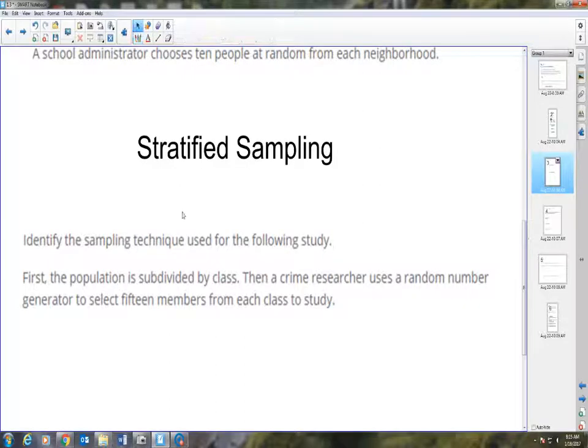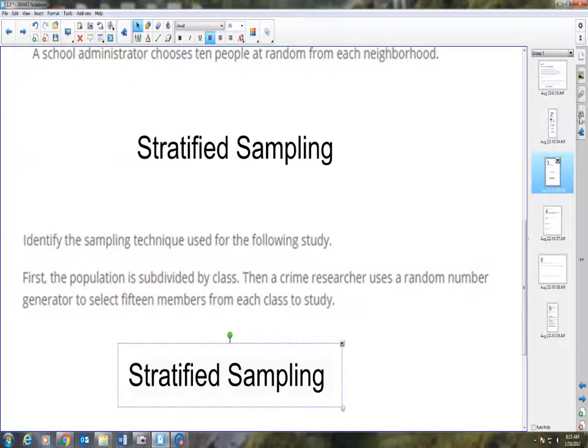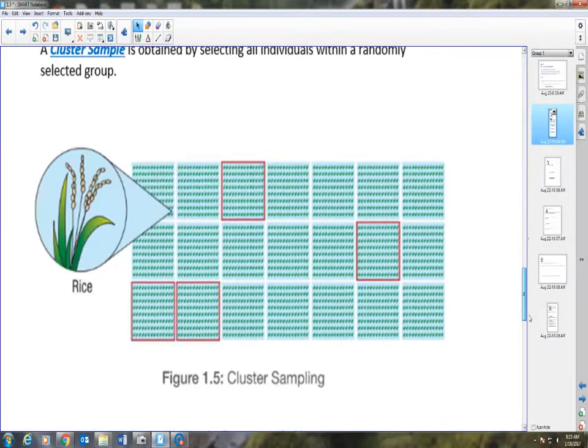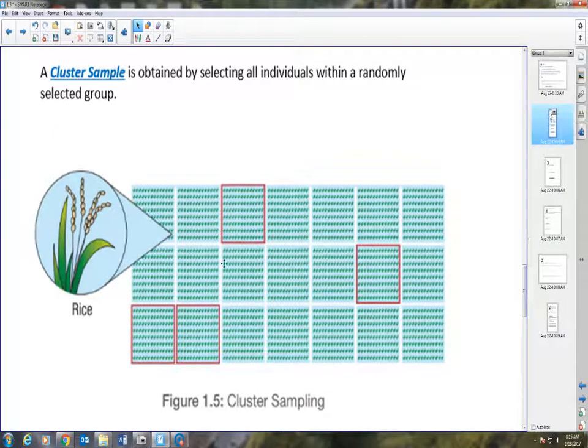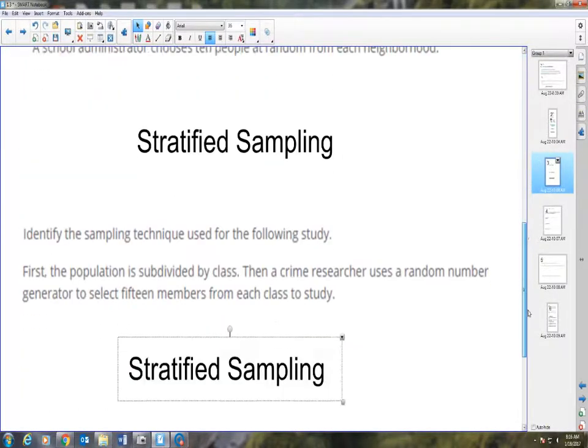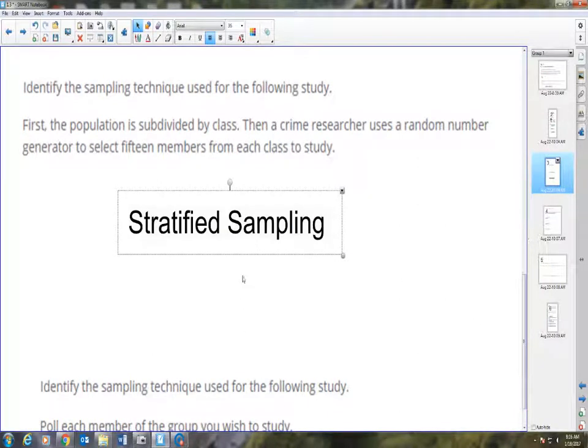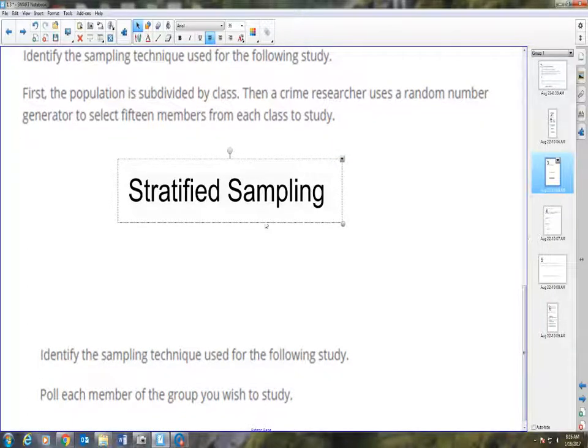Because to be a cluster sample, the entire group of people has to be in the sample. Which group I pick is randomly selected first, but everybody in there will be asked. That would be cluster. Stratified is randomly choosing members from all the classes or all the groups.